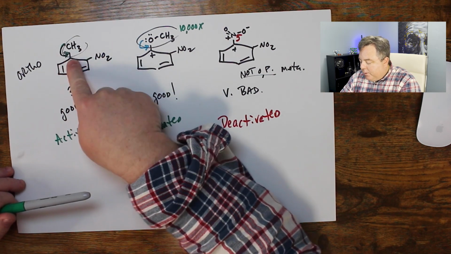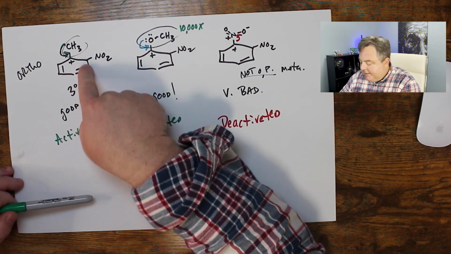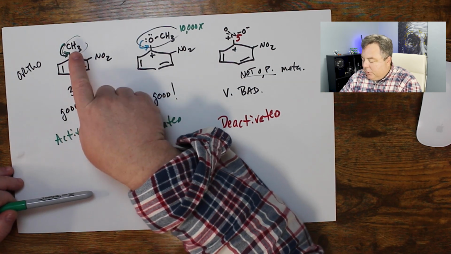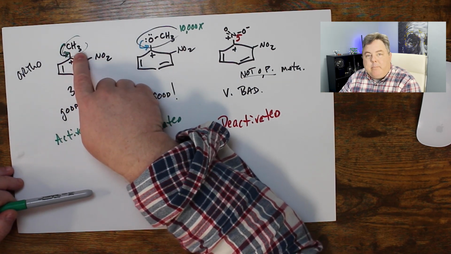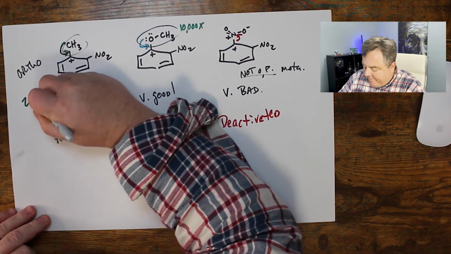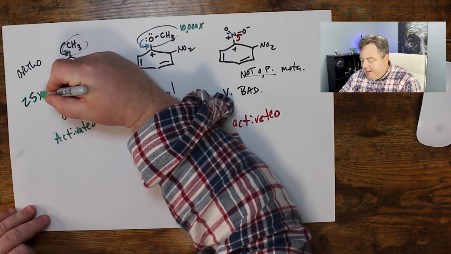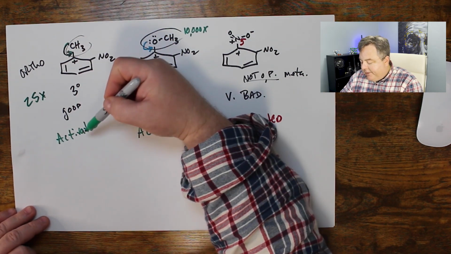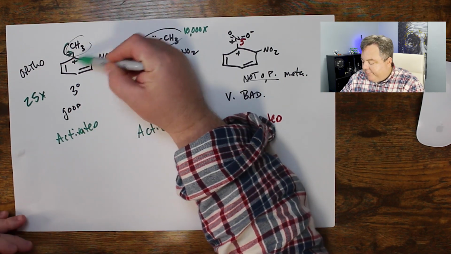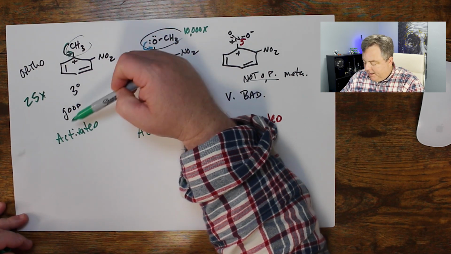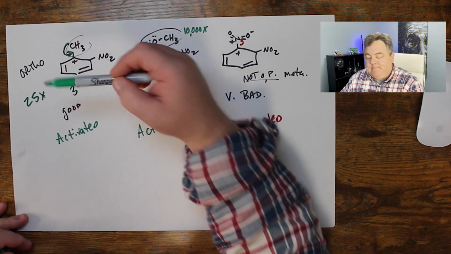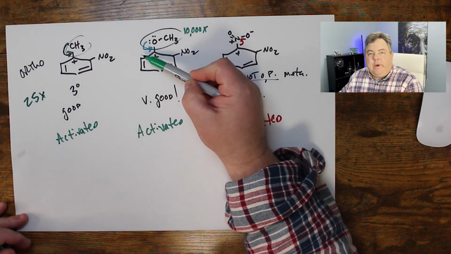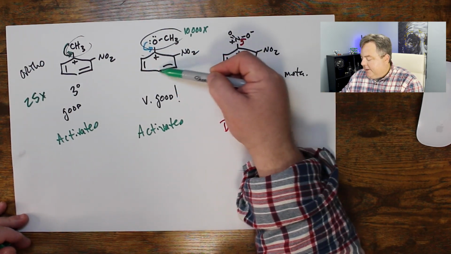When I had a methyl group, since it donated some electron density into the ring, there's more electron density in this ring. So compared to benzene, with a methyl group on, it reacts 25 times faster than it does with just benzene. Methyl makes it go faster. So we say the ring is activated, or this methyl group is an activating group, because it makes the reaction go faster.